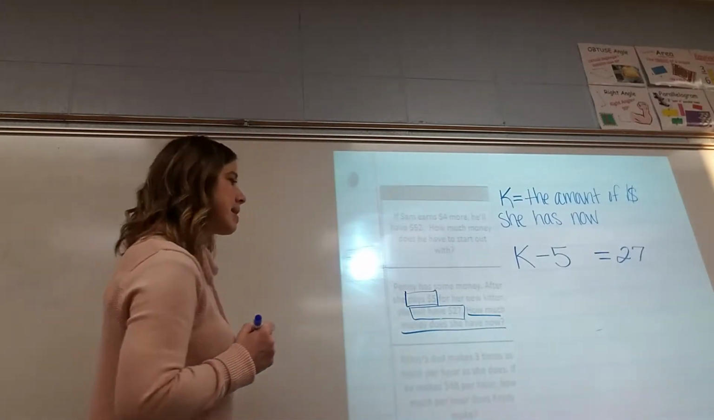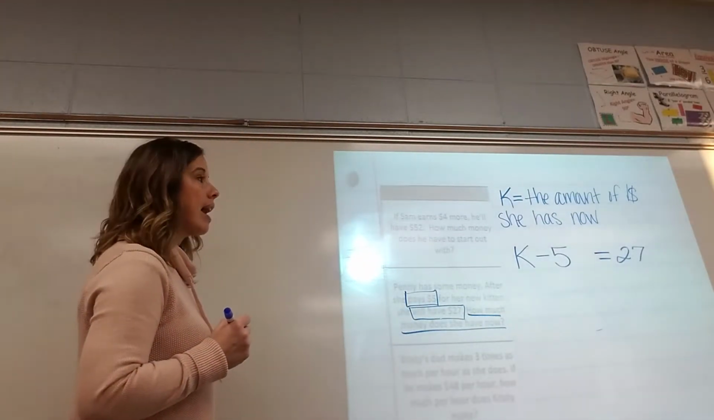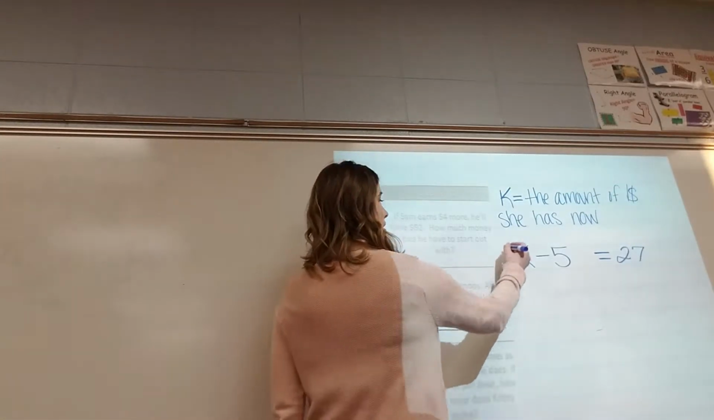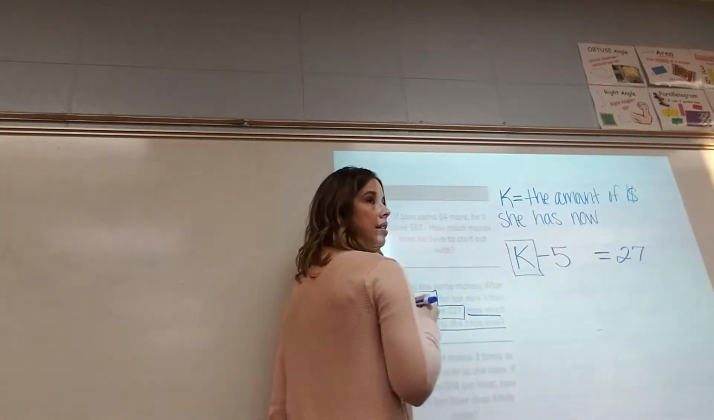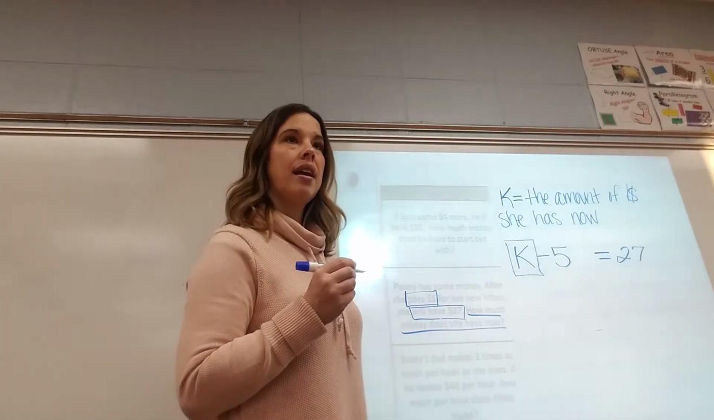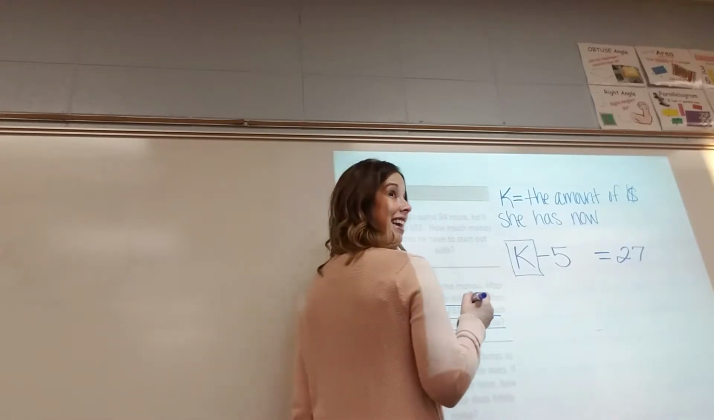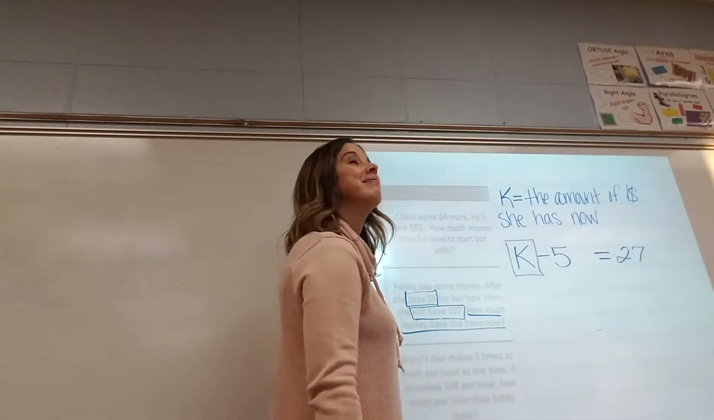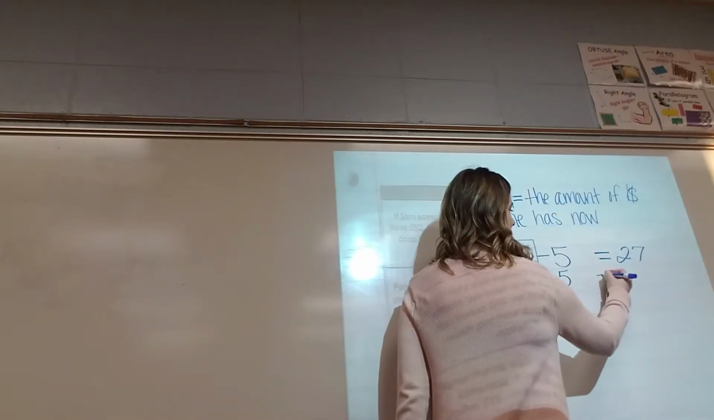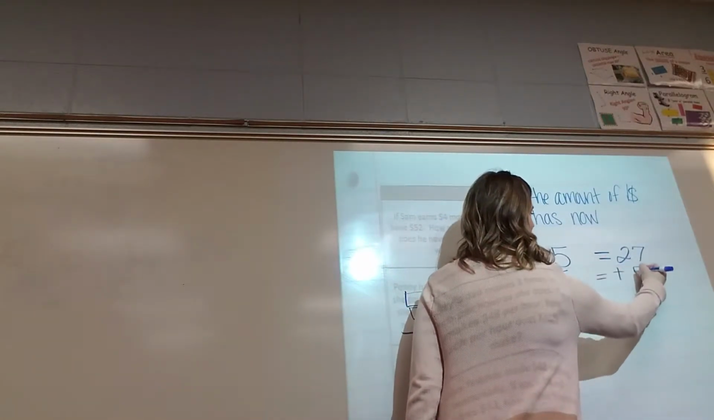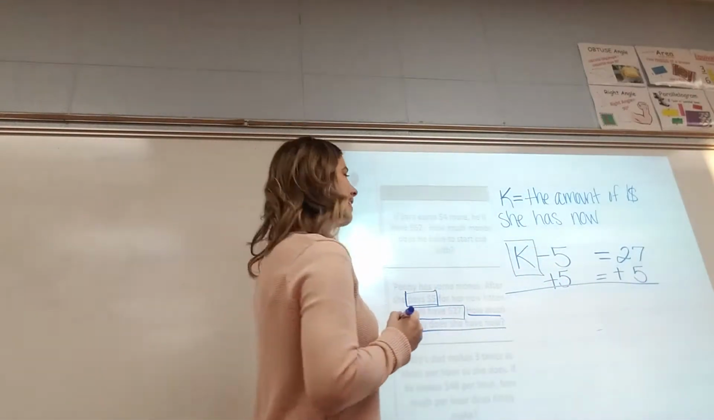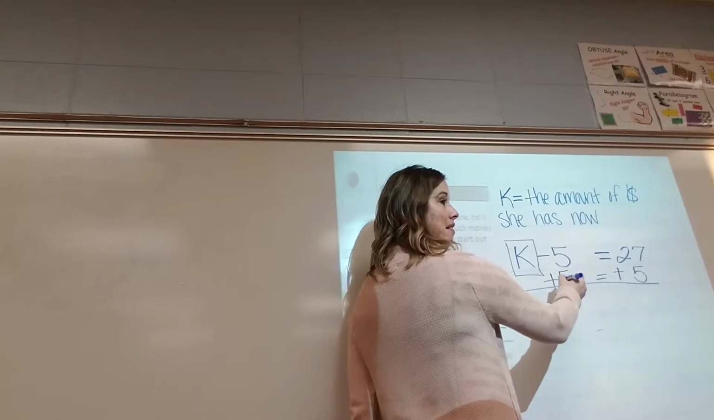Does that make sense? Okay. How do I solve this? We have to isolate our variable, so in order to do that, what do we have to do? Add 5. Right, we add 5 to both sides of our equal sign. So this is like -5 plus 5.